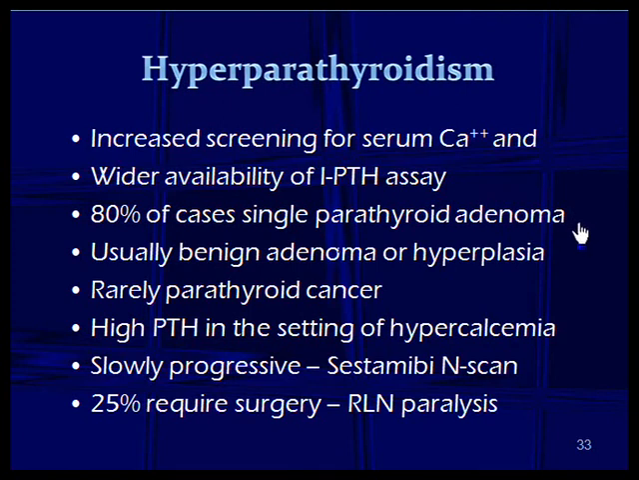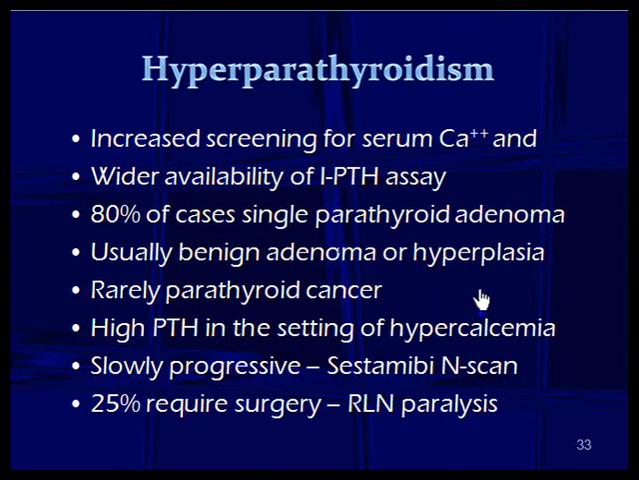80% of the cases of hyperparathyroidism are due to a single adenoma of the parathyroid glands. We know there are 4 parathyroid glands, usually one of them shows up the adenoma, and 80% of the cases are due to a single parathyroid benign adenoma. Sometimes it could be due to hyperplasia of the parathyroid gland. Rarely it could be due to parathyroid cancer.